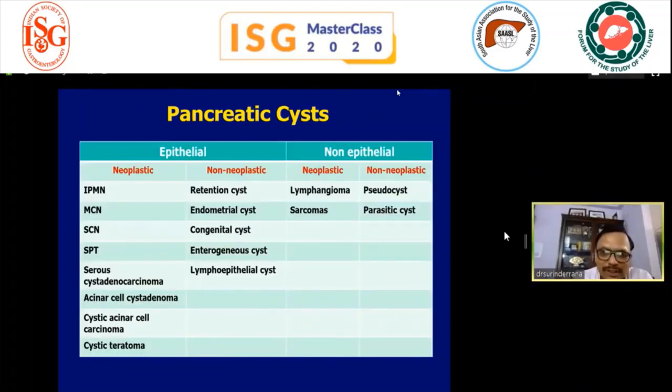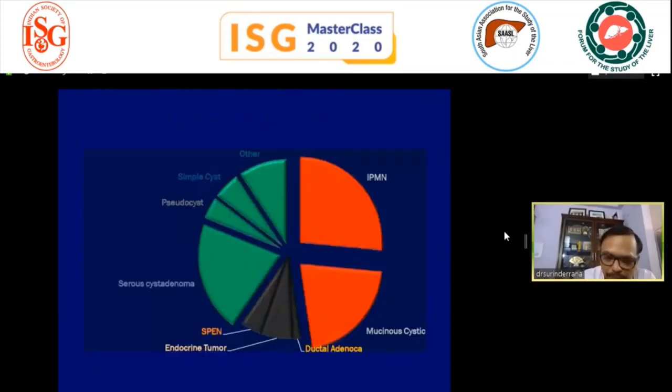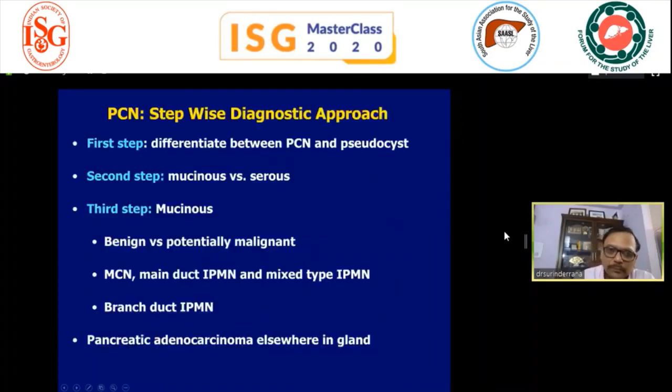Now let's look at the pancreatic cyst. There is a huge list, but basically it is epithelial and non-epithelial, and then we classify as neoplastic and non-neoplastic. But the majority of our exercise is to differentiate between the various neoplastic pancreatic cystic lesions. Now let's look at the spectrum of cystic lesions. Despite having such a big list, the majority of them, almost half, will be either intraductal papillary mucinous neoplasia, that is IPMN, or mucinous cystic neoplasms. And rarely you can have ductal adenocarcinomas, endocrine tumors, and SPEN presenting as cystic tumors. So here again, we need to follow a stepwise diagnostic approach.